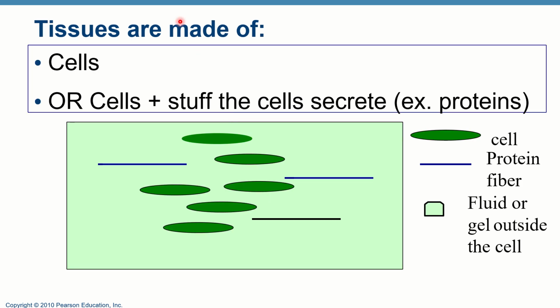Then tissues. You know that a bunch of cells fuse together to form tissues. Here you can see a structure in which there is a fluid or gel outside the cells, and the cells are represented by green color. The cells are embedded in the fluid or gel outside the cells, and then there is a protein fiber which is holding it together.